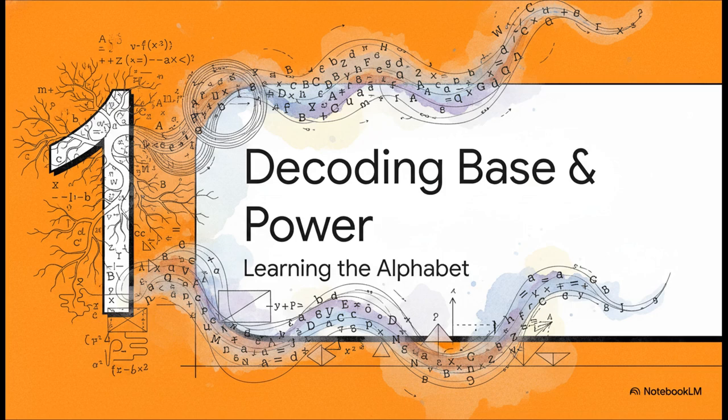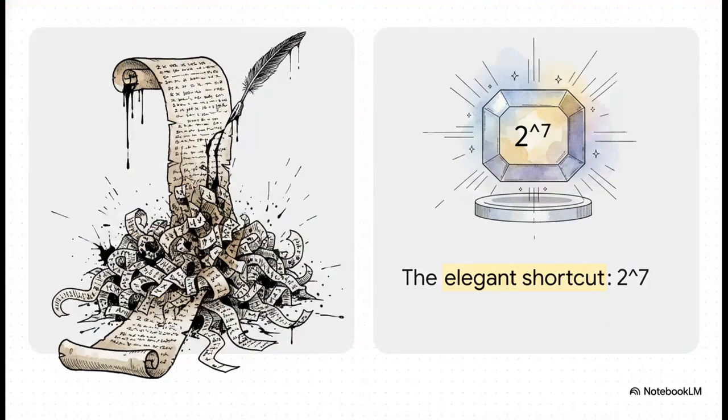We've got to learn the alphabet before we can write the poetry. Seriously, imagine writing out 2 times 2 times 2 times 2 times 2 times 2 every single time you needed to run a calculation. It's tedious, it takes forever, and it's basically begging for a typo. And this is exactly why exponents exist. Look at that elegant little shortcut over there, 2 to the power of 7.